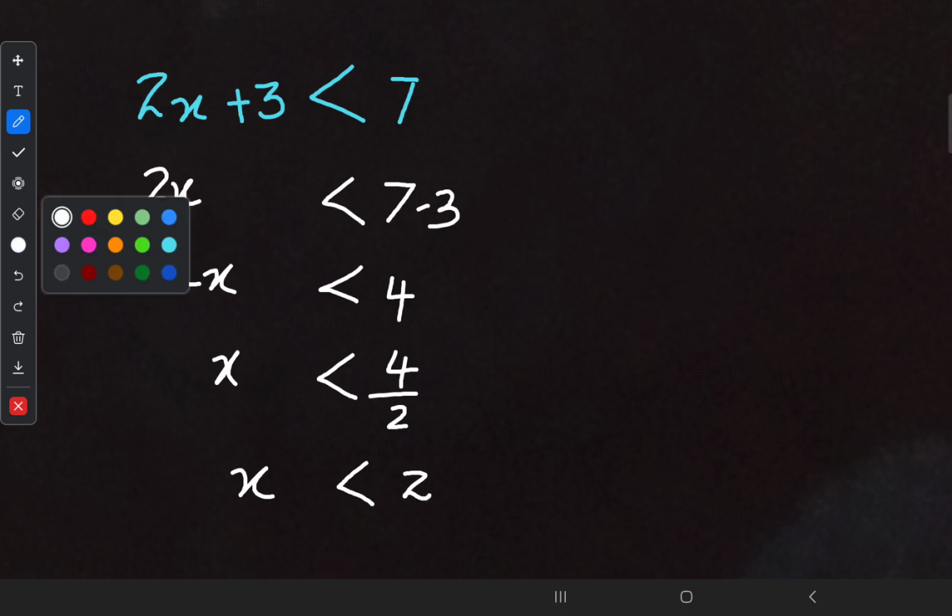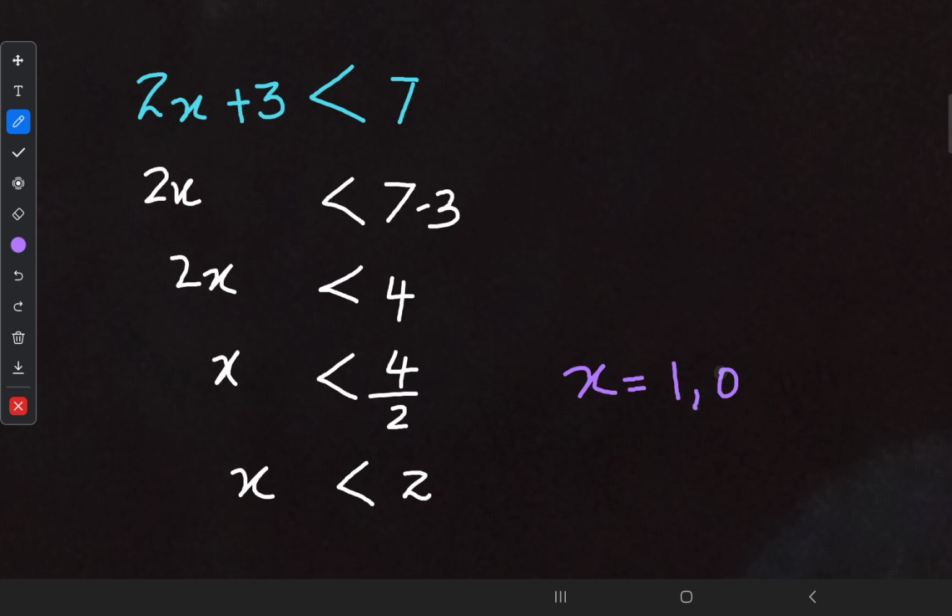But when we deal with integral values, x will hold the values which are less than 2. So x can hold the values 1, 0, -1. We are talking about only integral values, which means whole numbers. X should be less than 2. So what are the possible answers for x? 1, 0, -1, -2. Likewise, we can write the possible solutions for x. This is the way you have to find the solutions for x.